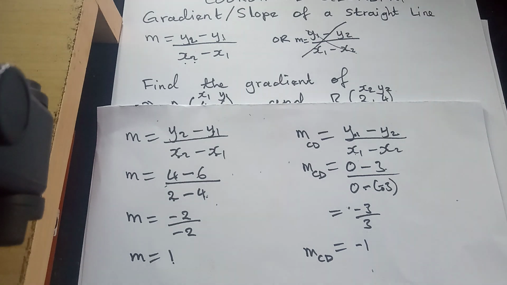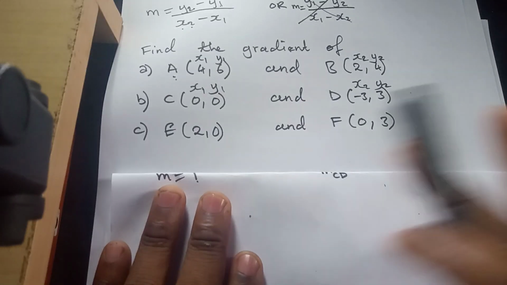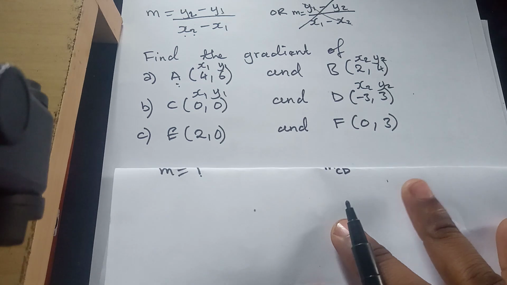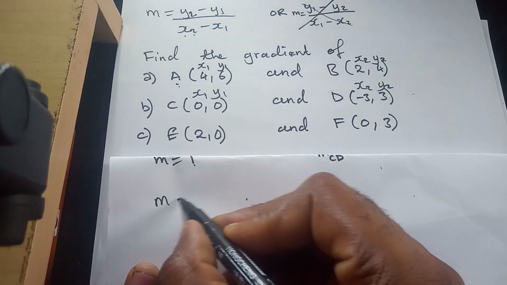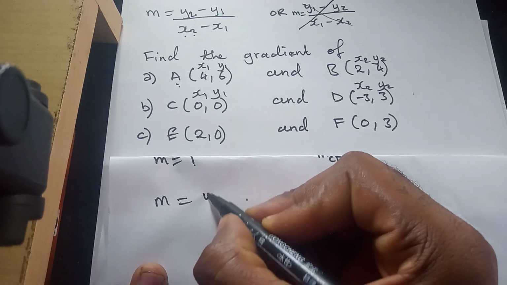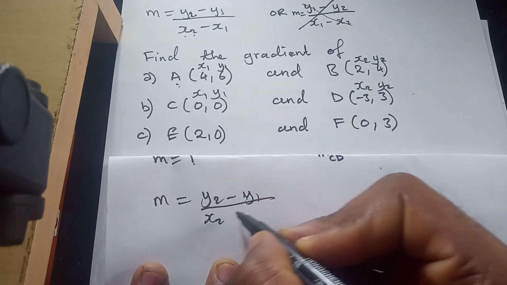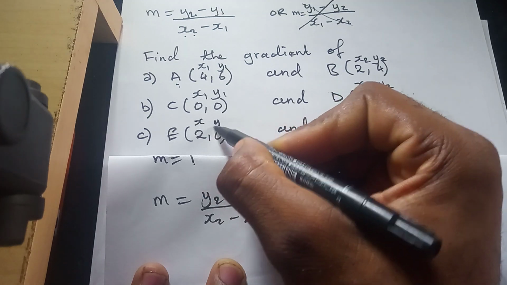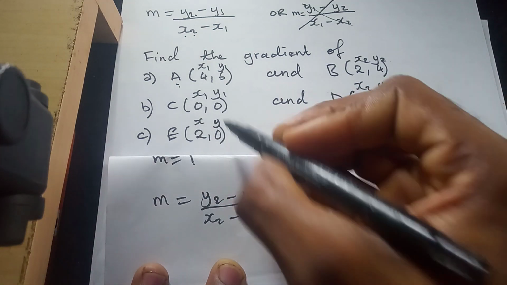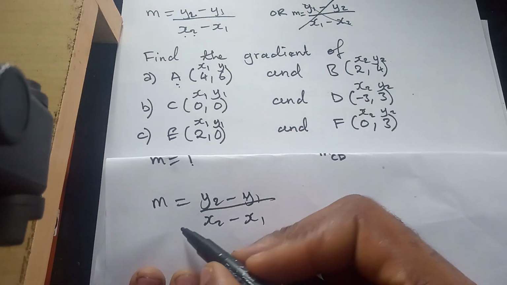And then on part C, we have 2 points, E and F. So to find the gradient between E and F, you can simply say m is equal to y2 minus y1 over x2 minus x1. And then let's name the points x comma y, and let's call these ones our 1s, and then these ones will be our 2s.